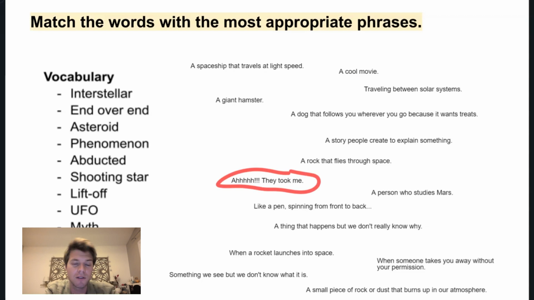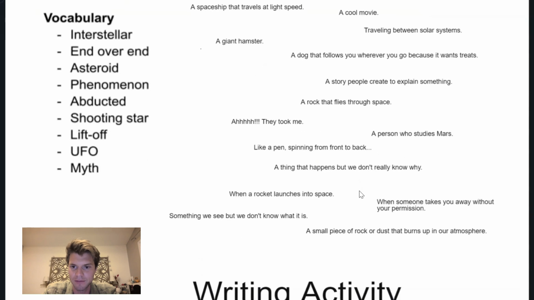They took me. So sometimes it's hard to actually make definitions of words when you're learning new vocabulary. And actually, it can be easier to just make a sentence, an example sentence that explains that word. So, they took me. What could that match with? Okay.